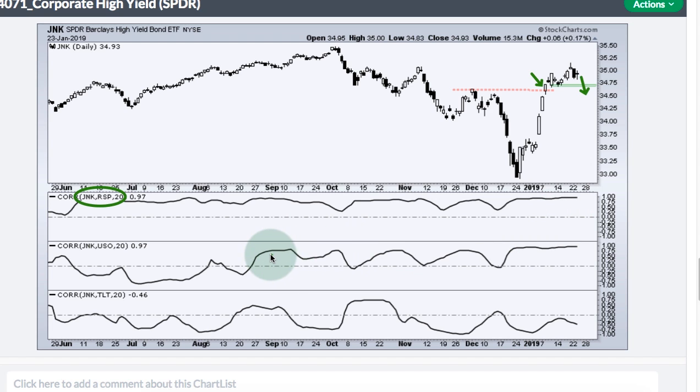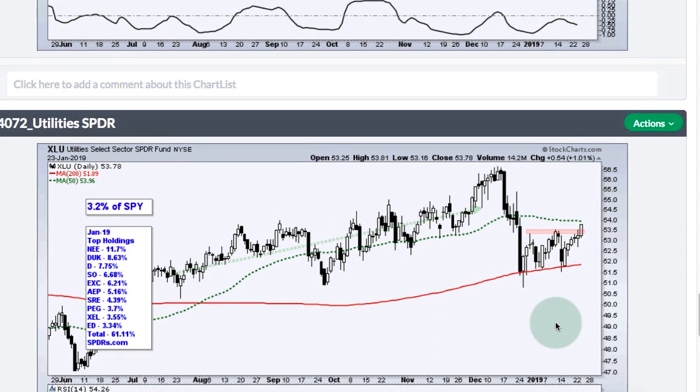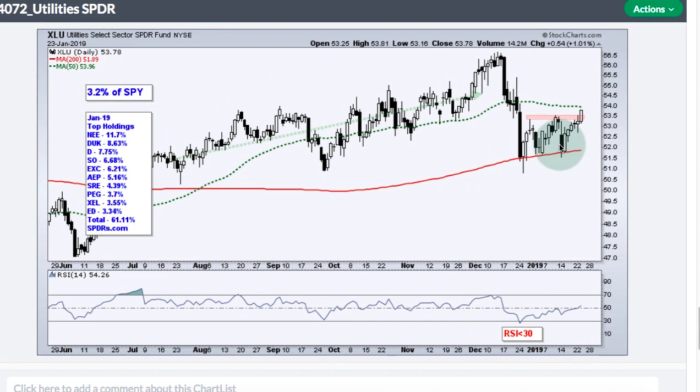There's some positive correlation with oil. That was up until it was negative in the summer and then positive in the fall. And it's pretty much negative with TLT. So if junk moves lower, TLT could move higher. And finally, utilities are sparking. There's a move above that resistance level from mid-January and a bounce off the trend line.